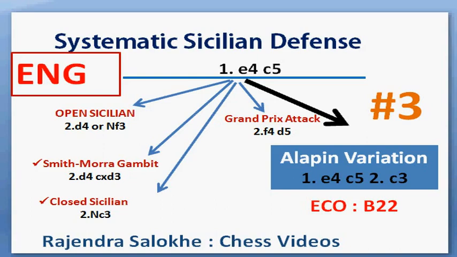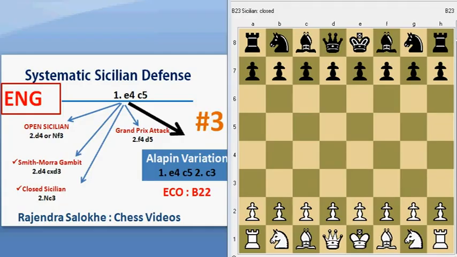Then we discussed the moves of the closed Sicilian. We saw some traps and games. Then we discussed the Smith-Morra gambit, so I have put a tick mark here. And this video will be displaying the Alapin variation. The ECO code is B22. So let us revise a little.